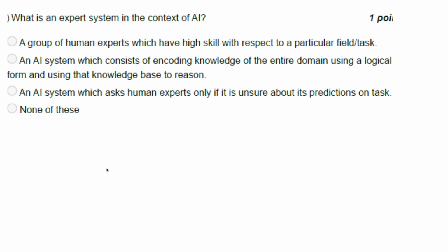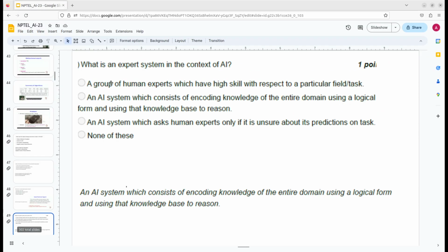Now coming to the next question: what is an expert system in the context of AI? For the context of artificial intelligence, which of the four definitions is more appropriate for expert system? The options are: a group of human experts which have high skill with respect to a particular field or task; an AI system which consists of encoding knowledge of the entire domain using a logical form, and using that knowledge; an AI system which asks human experts only if it is unsure about the prediction on the task; or none of the above. So out of these four, which one suits most for expert system, you have to answer.